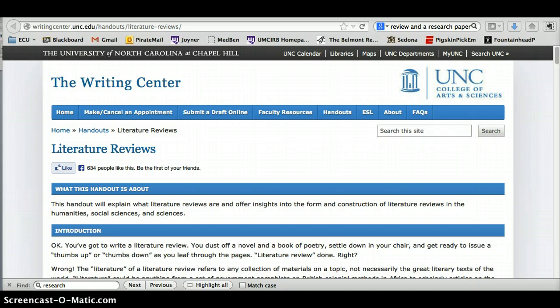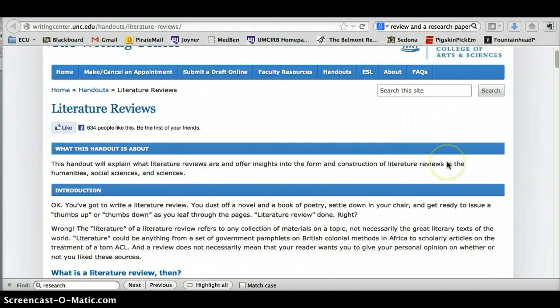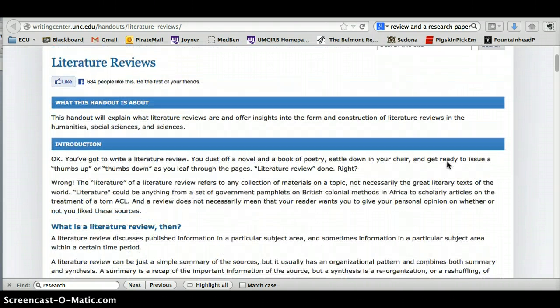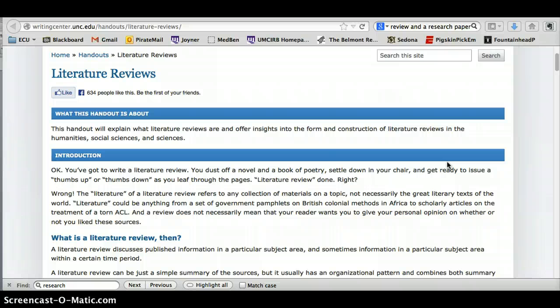So I want to direct you to what you're seeing on your screen right now, which is the University of North Carolina at Chapel Hill Writing Center's page on literature reviews. It's a pretty extensive handout, by which I mean website, I guess. It calls itself a handout. You should take a look at this and scroll through it. I'm not going to read the whole thing to you, but I do want to point out a few of the perhaps most important pieces.